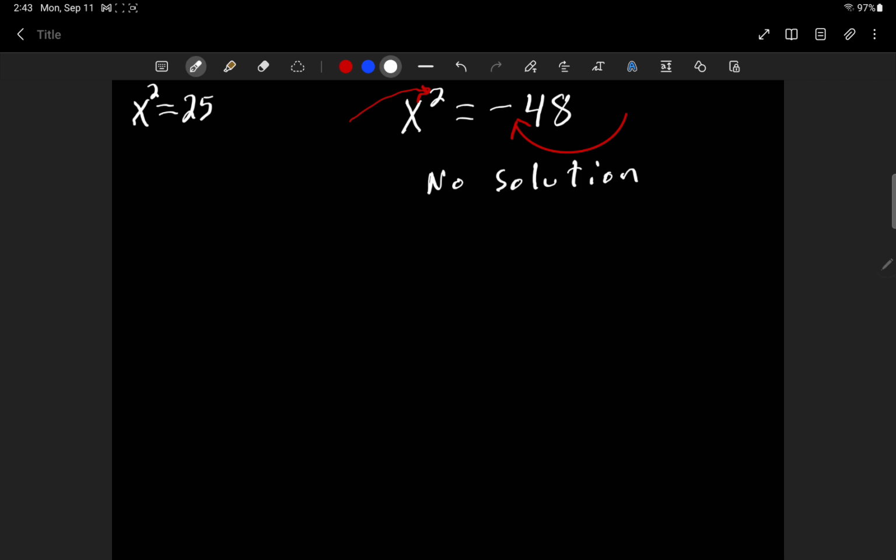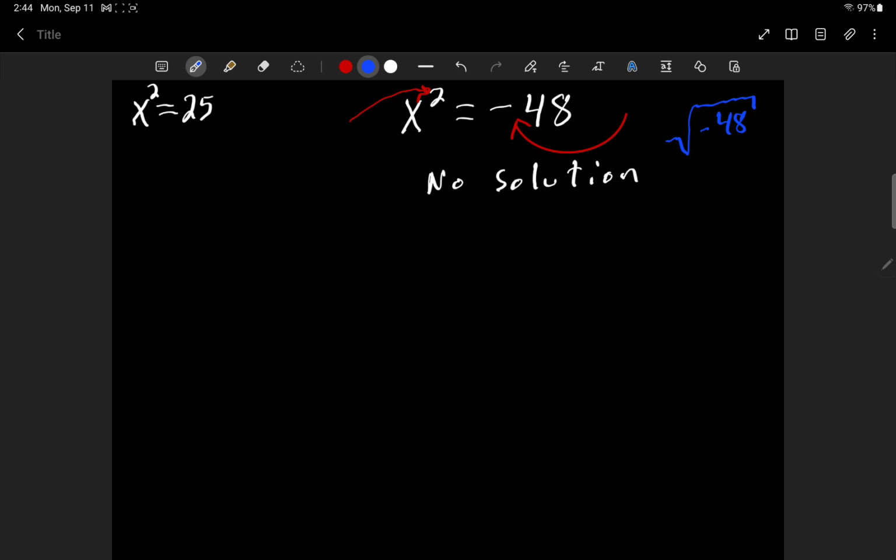And that's because a square can't equal a negative number. You can't square root. You can't do this in the real numbers. You cannot have square root negative 48 in the real numbers because that solution is an imaginary number.